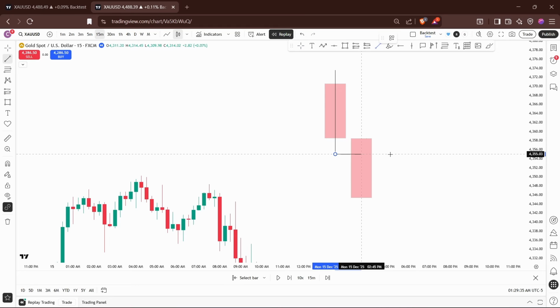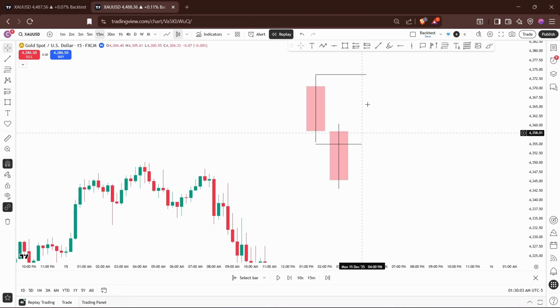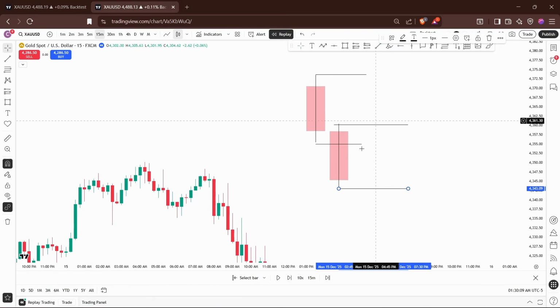So this candle's low and this candle's high. This is the low and high of this candle. This candle's low is broken by this candle. This candle's low is broken by this candle. So this candle becomes the candle range. This candle's high and low becomes the candle range for now.